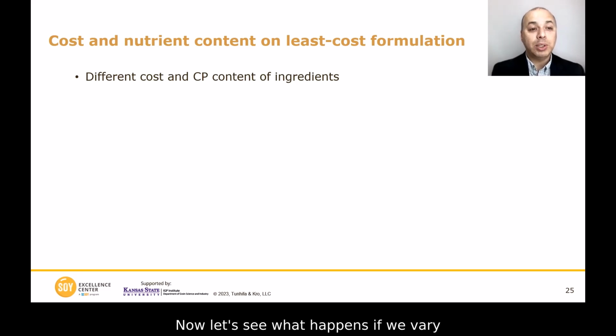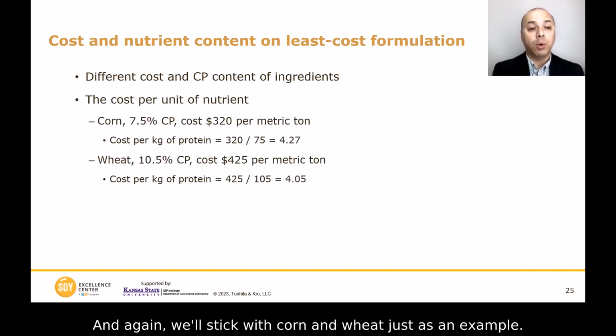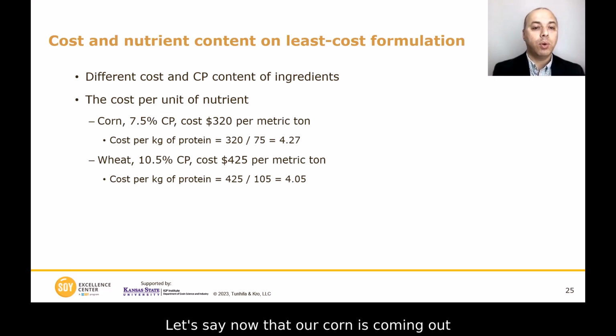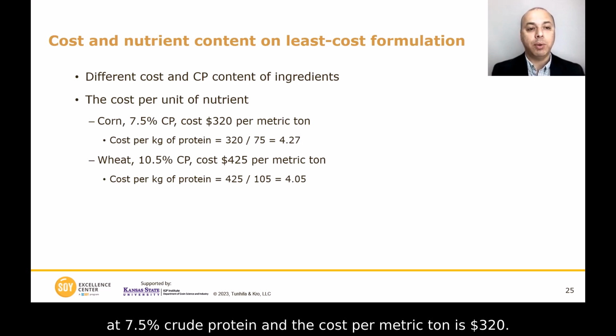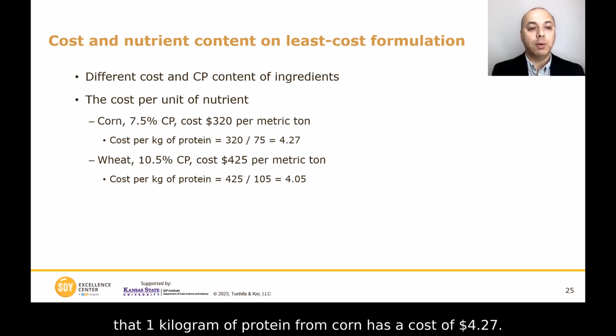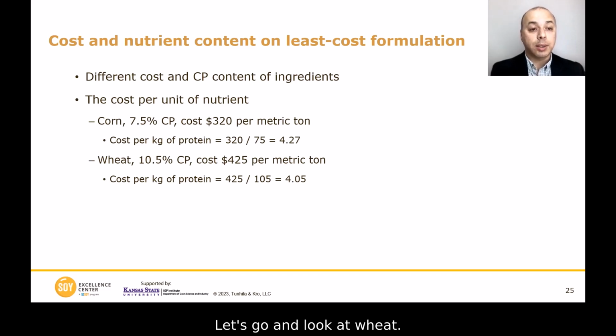Now let's see what happens if we vary the cost and the percent of crude protein in the ingredients. Again, we'll stick with corn and wheat just as an example, and again, these are all arbitrary numbers just to illustrate the point. Let's say now that our corn is coming out at 7.5% crude protein and the cost per metric ton is $320. We do the math and find out that 1 kilogram of protein from corn has a cost of $4.27.